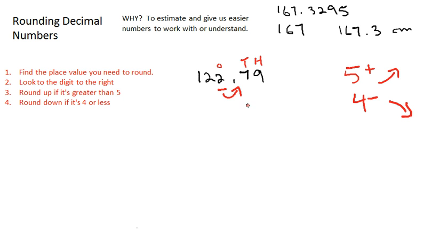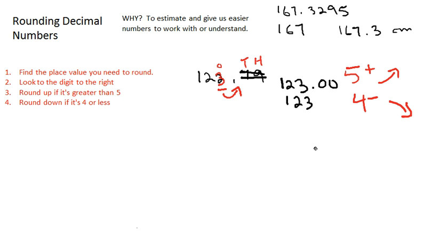I look to the right. The digit to the right is a 7. It's a tenths. It's a 7. It is definitely 5 or greater. So I'm going to round up. So the 2 will now change to a 3. So my rounded number becomes 123. I can put 0.00 if I want. It's equivalent. Or I could just write down 123. And that is my rounded number to the nearest ones.